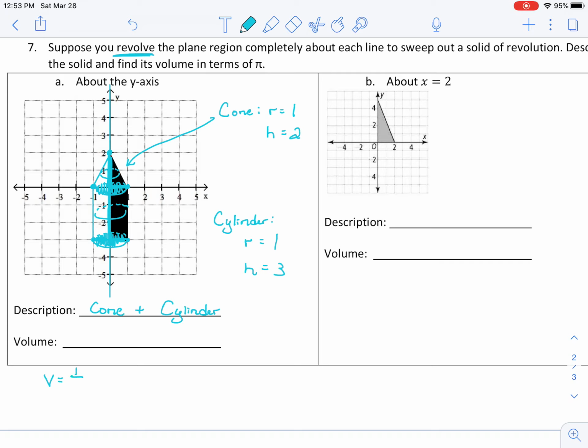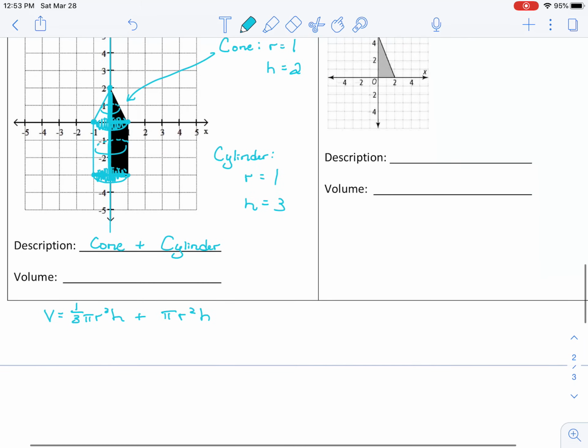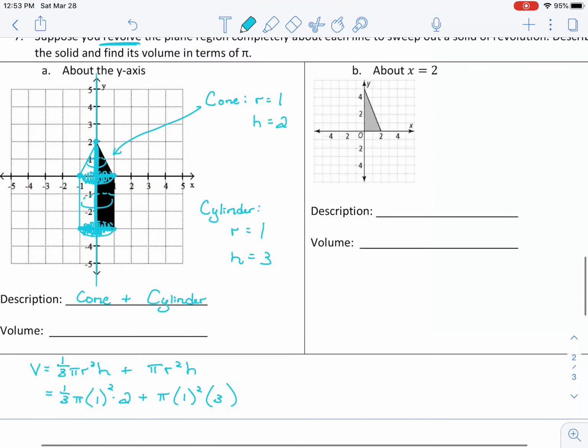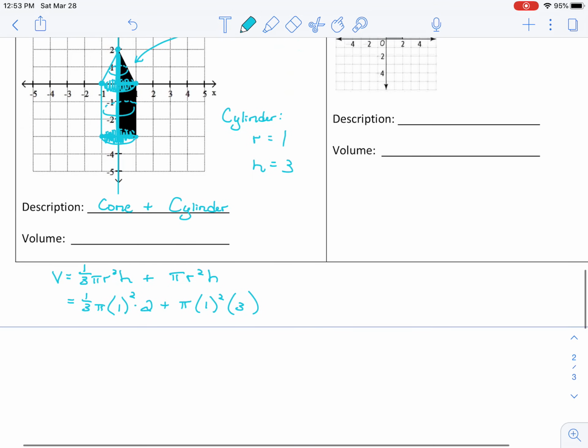So I lied. I am going to do this problem. So my cone, 1/3 pi r squared h, plus my cylinder, which is just regular pi r squared h. I'm just going to plug in those numbers. 1/3 pi times 1 squared times 2 plus pi times 1 squared times 3. Let me look at rounding directions. It says in terms of pi.